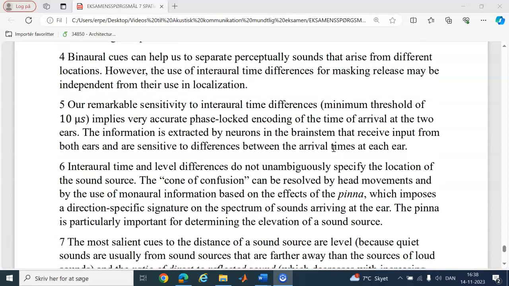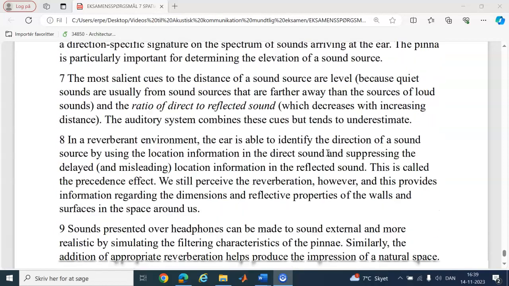Our remarkable sensitivity to interaural time differences, with a minimal threshold of 10 microseconds, implies a very accurate phase-locked encoding of the time of arrival at the two ears. The information is extracted by neurons in the brainstem that receive input from both ears and are sensitive to differences between the arrival time at each ear.